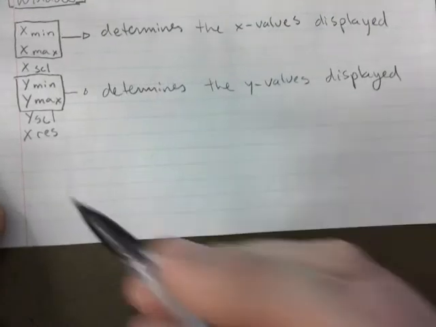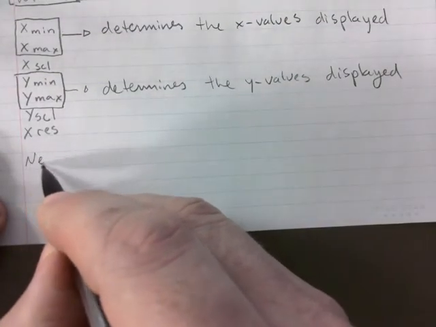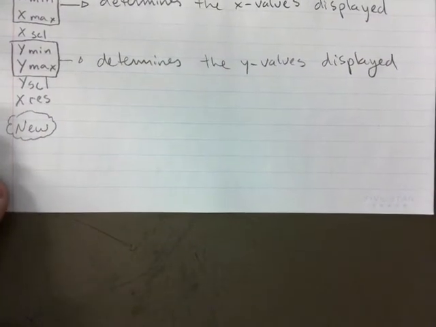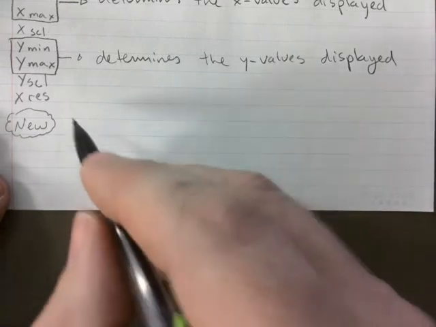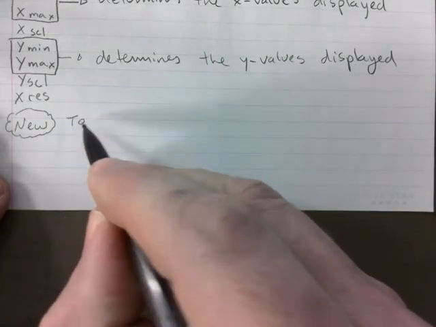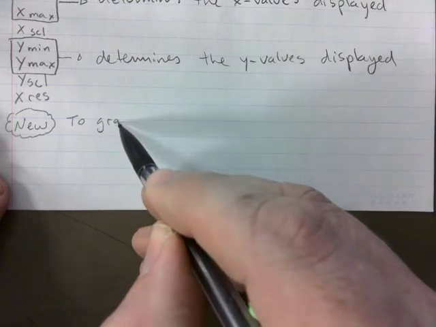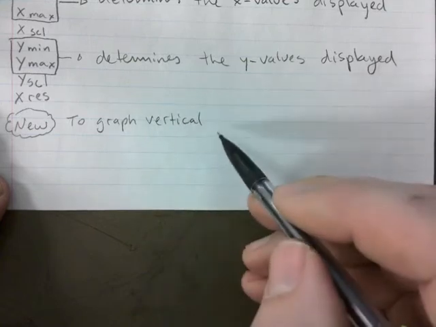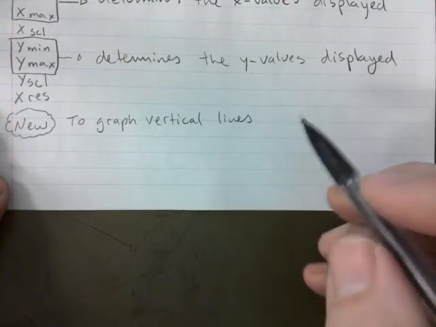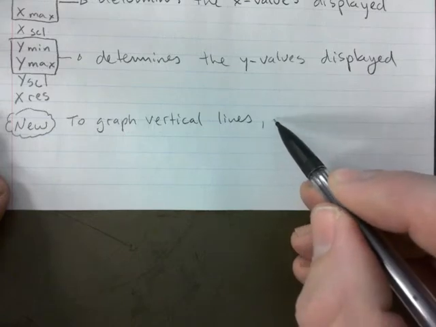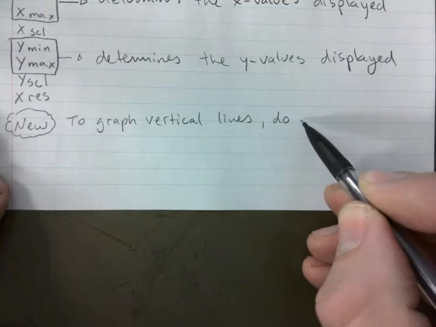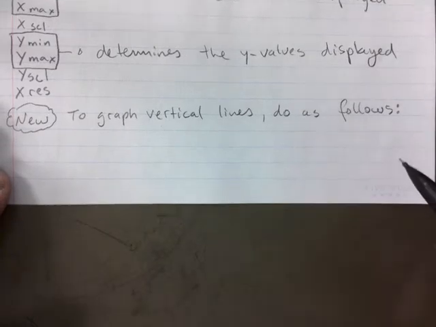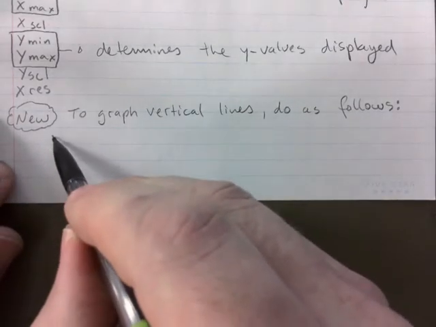All right. New. This is a new thing that I found out. I just found out by searching the web for new things. You can surprise your grade 12 teachers because I'm pretty sure they haven't done this yet. I asked them about it. To graph vertical lines, do as follows. This is awesome. When I found this out, my students were very excited about that as well.